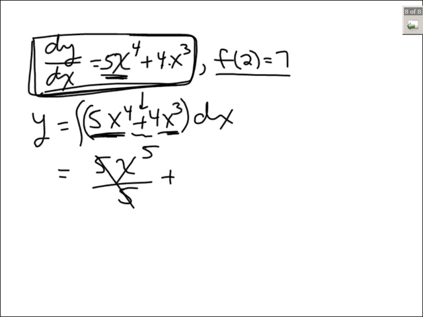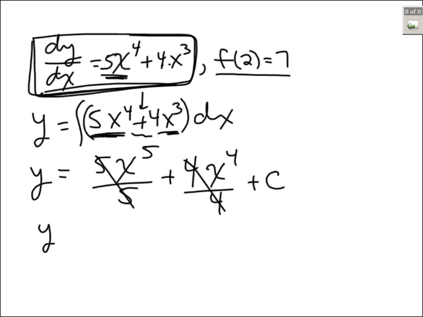Plus the antiderivative of 4x cubed, well, 4 is a constant, it stays there. The antiderivative of x cubed is x to the 4 over 4. Plus an arbitrary constant. And the 4's cancel. So this is what we have for y, or f of x: x to the fifth plus x to the 4th plus c. Remember, this is the same as f of x.